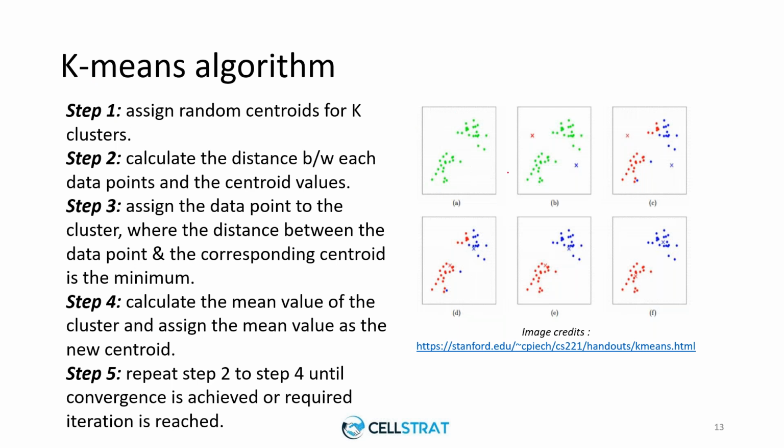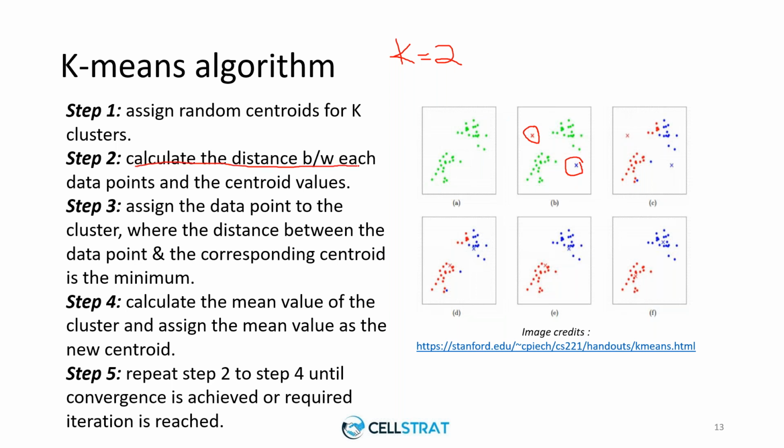First, you have some random data points, as shown in figure A. Then you assign random centroids for k clusters. Here I'm trying to classify the data into 2 clusters, so I'll put k equal to 2. So the algorithm will first assign random centroids. This is one centroid and this is the other centroid for the 2 clusters.